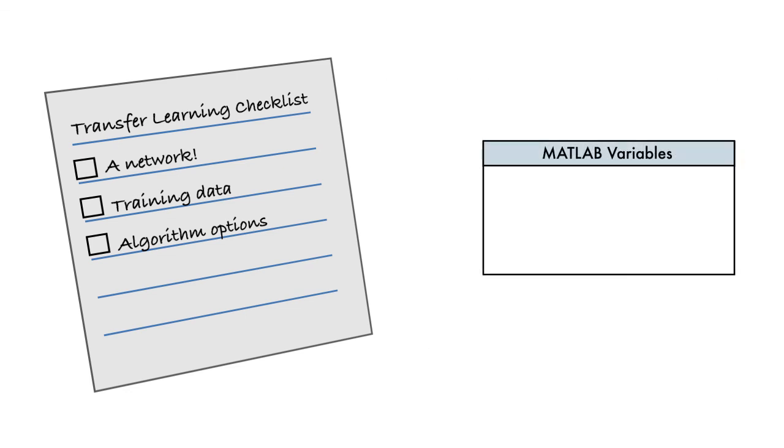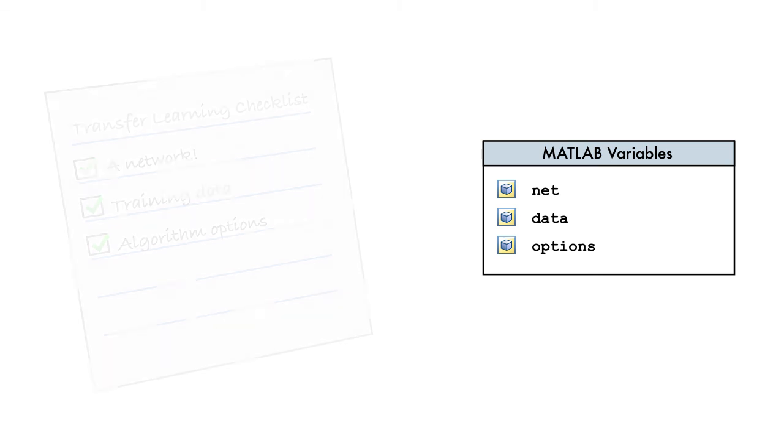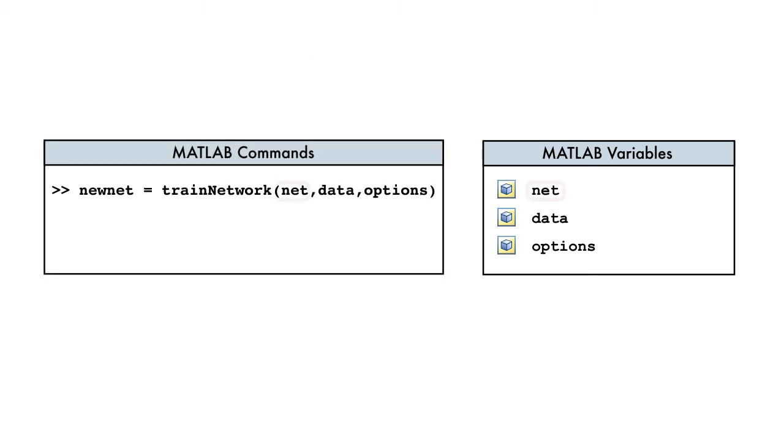Once you have these three components, the network, the training data, and the options for the training algorithm, training is pretty easy. Pass the three pieces to the trainNetwork function and wait for the trained network to be returned as an output.